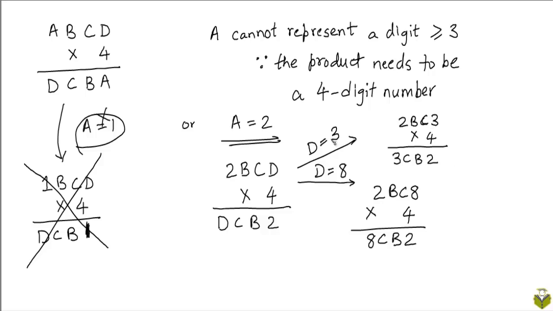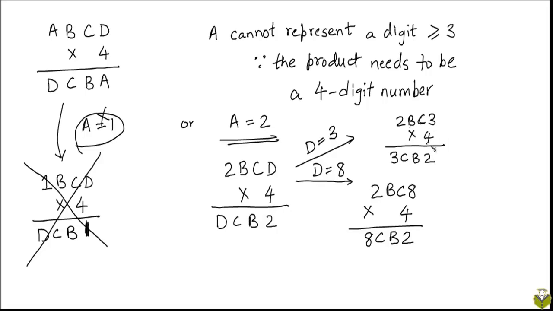Now if you look at the first possibility where D is equal to 3, you'll find that this doesn't make any sense because you have a number that's greater than 2000 being multiplied by 4, and the result of the multiplication is a number slightly more than 3000. It's less than 4000. How can a number that's greater than 2000 when multiplied by 4 yield a number that's 3000 something? It needs to be at least 8000. So this leads nowhere. So D cannot actually be equal to 3. It doesn't lead us to any valid solution. So D must be equal to 8.